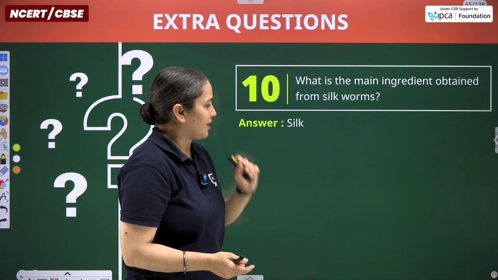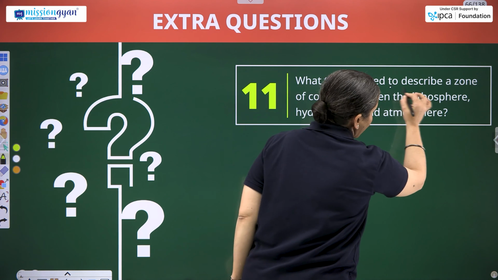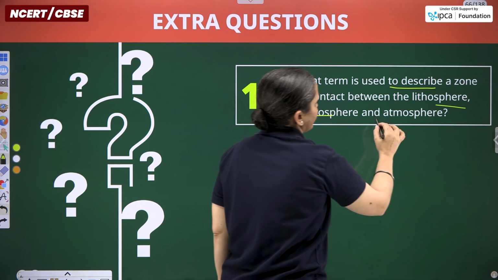Silk. Answer. Then what term is used to describe a zone of contact between lithosphere, hydrosphere and atmosphere?